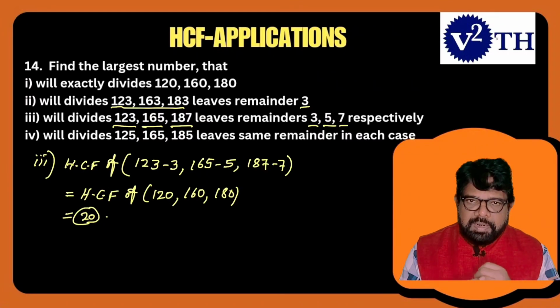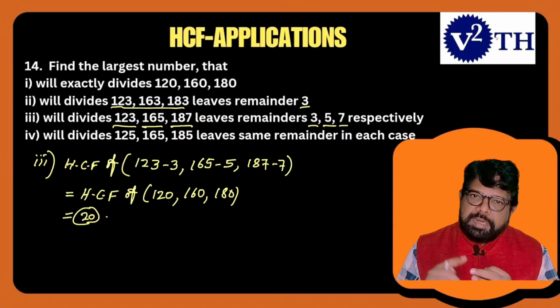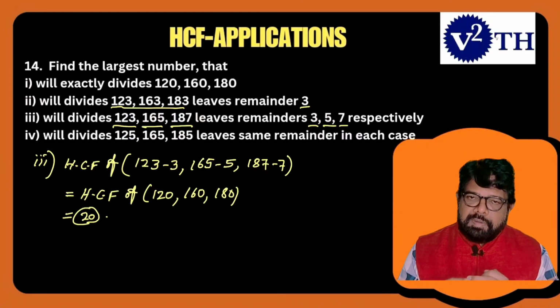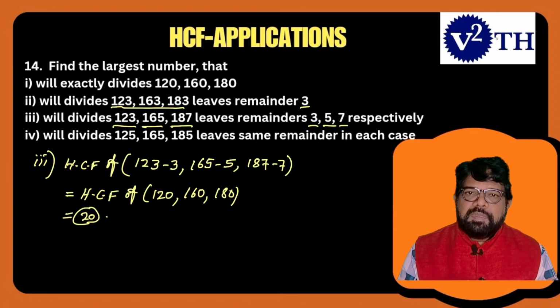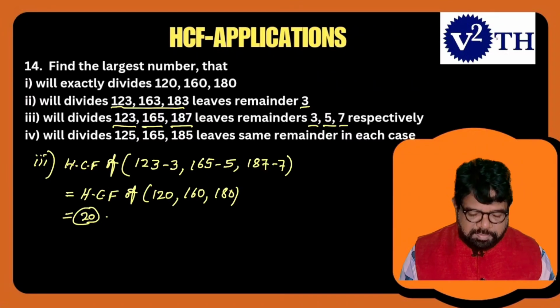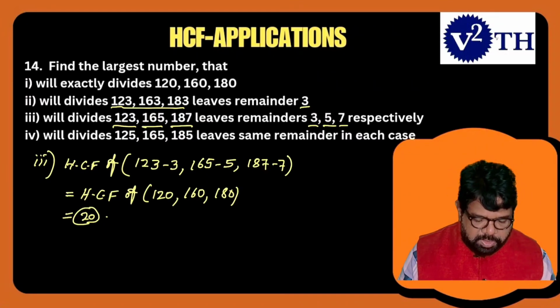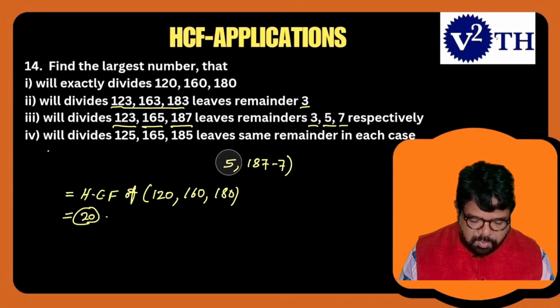Okay, whether only one remainder is given, or 3 numbers, 3 remainders, 4 numbers, 4 remainders, 5 numbers, 5 remainders are given, we follow the same strategy. From each and every number, their respective remainders are to be subtracted. For the rest of the values, you have to calculate the HCF. Now here, the fourth one. What is the fourth one here?